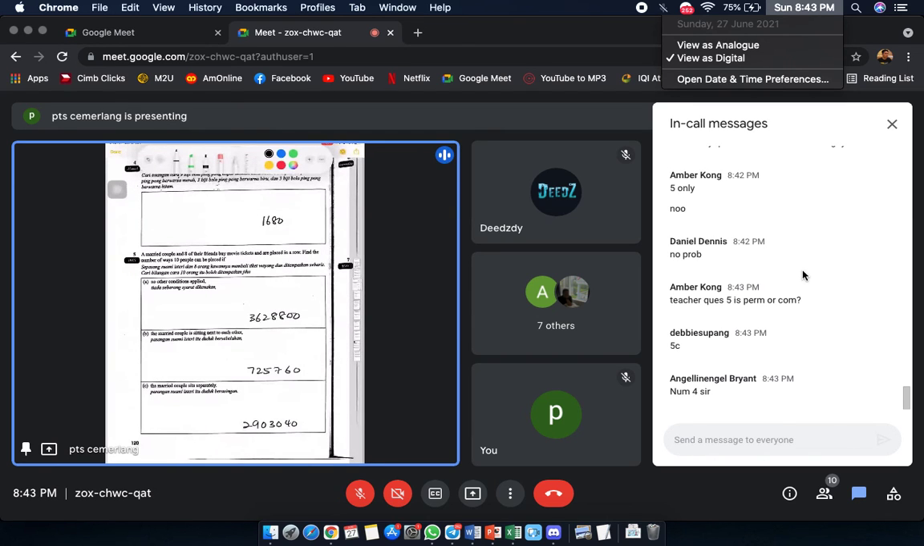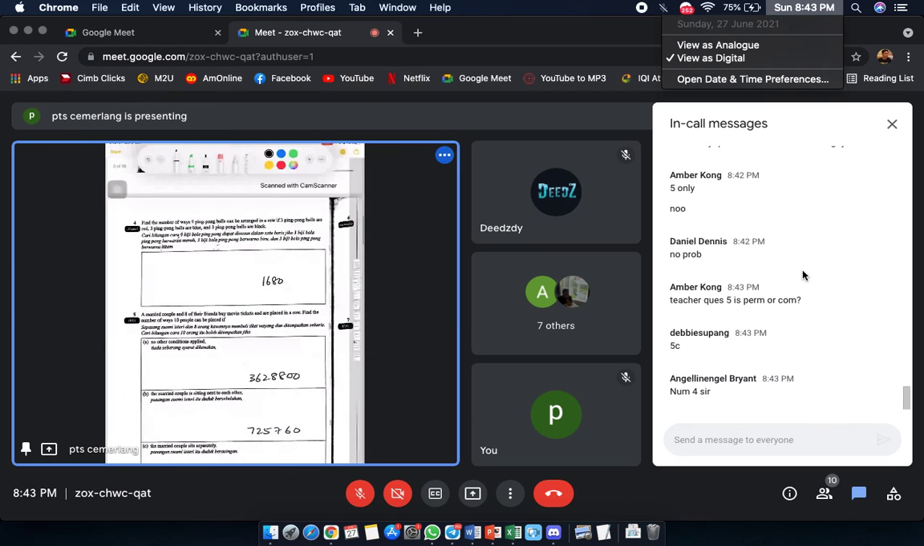Alright, number 4 first. You are having ping pong balls. 9 ping pong balls can be arranged in a row if 3 ping pong balls are red, 3 ping pong balls are blue, and 3 ping pong balls are black. Now you see how many ping pong balls altogether? You have 9 ping pong balls. You ada 3 yang red, 3 blue, and then you have 3 more is black, right? And then over here you have 9 spaces. 1, 2, 3, 4, 5, 6, 7, 8, 9.